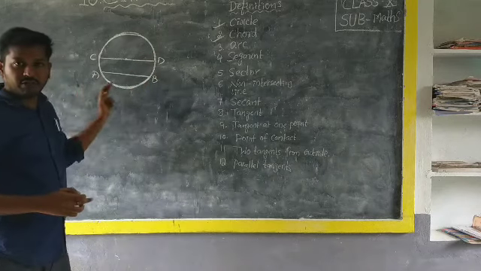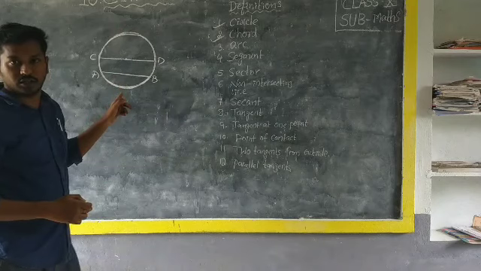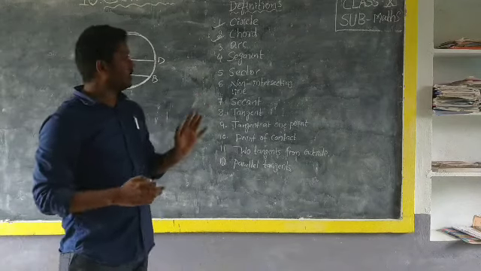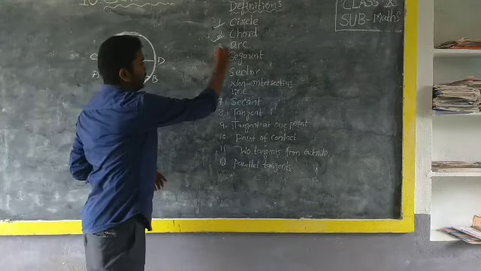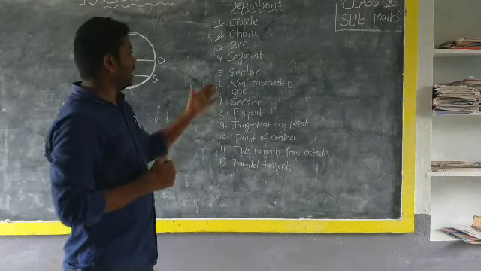AD also there one arc, and BC also there one arc. Okay, this is called an arc. Arc also be completed. Now I am going to explain segment.